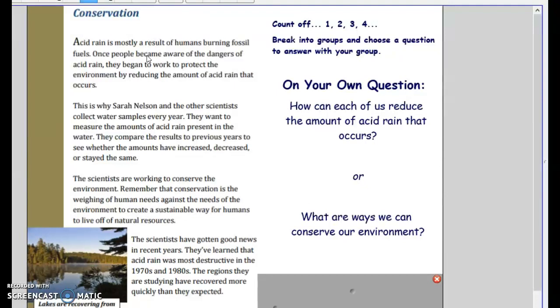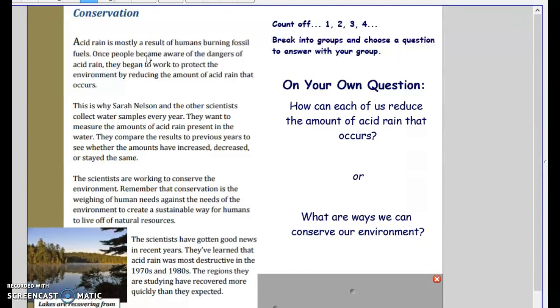Remember that conservation is the weighing of human needs against the needs of the environment to create a sustainable way for humans to live off of natural resources. The scientists have gotten good news in recent years. They've learned that acid rain was most destructive in the 1970s and 80s. The regions they are studying, though, have recovered more quickly than they expected.